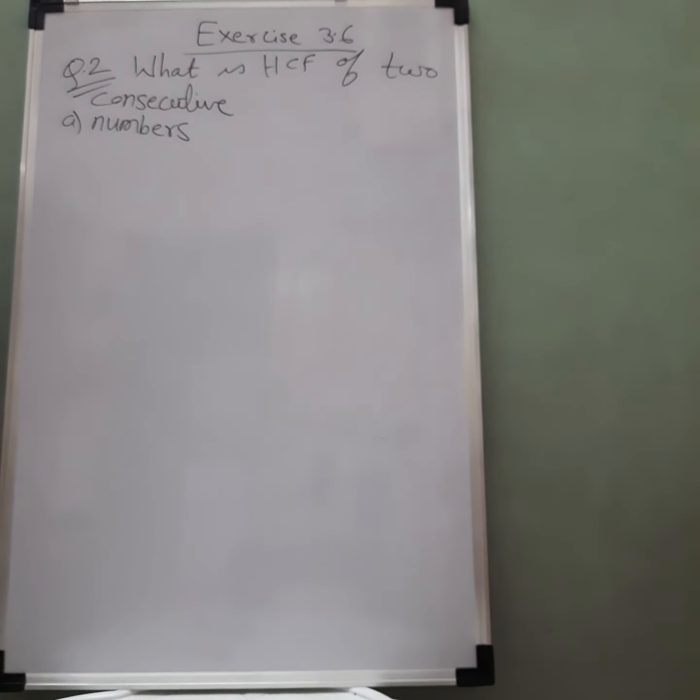Now, for that you must know the meaning of consecutive. Consecutive means, for example, 1, 2, 3, 4, 5, 6. So the consecutive of 6 is 7, the consecutive of 7 is 8, like that.